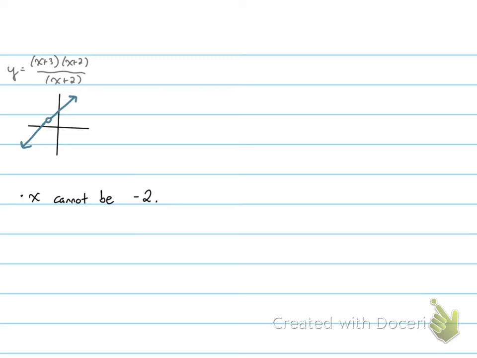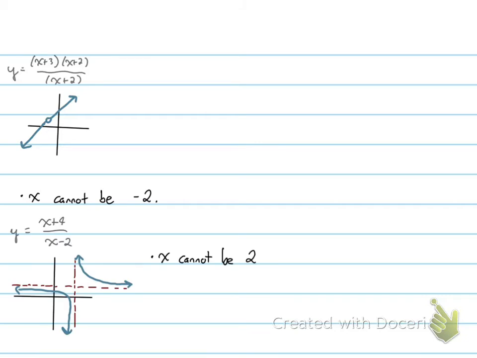In this next example, we have something that we would call a hole in the graph. Here we have the function y equals x plus 3 times x plus 2 over x plus 2. In my denominator, you could see that my x value cannot be negative 2. Negative 2 would make that whole function be undefined, which is why I see that hole.